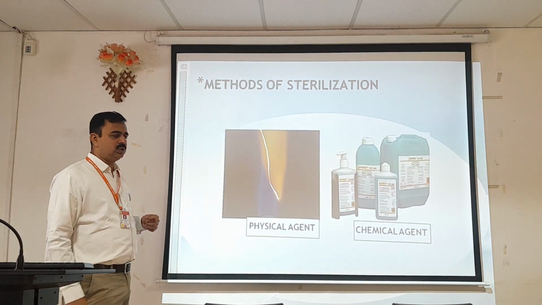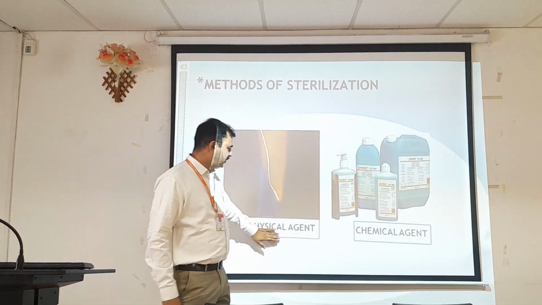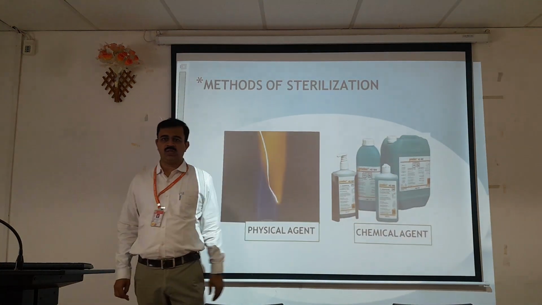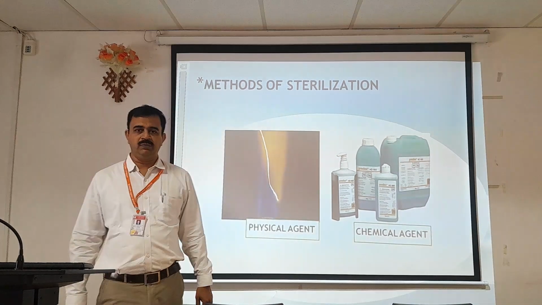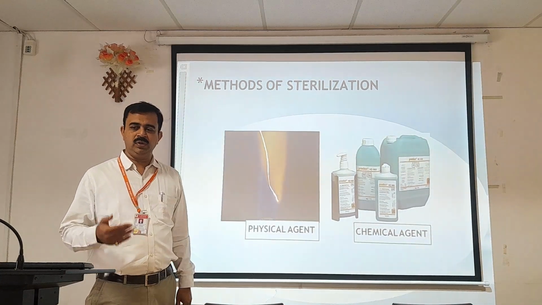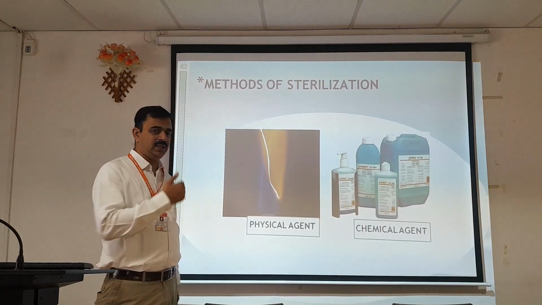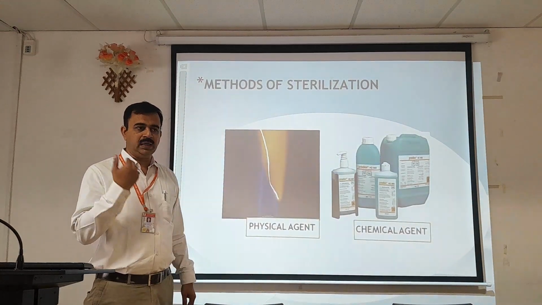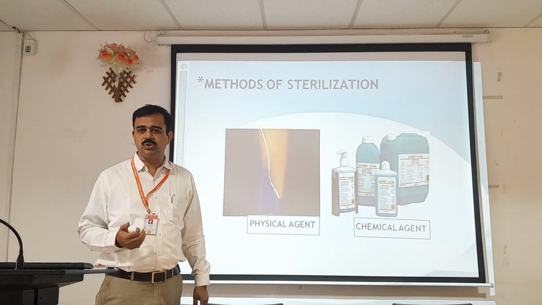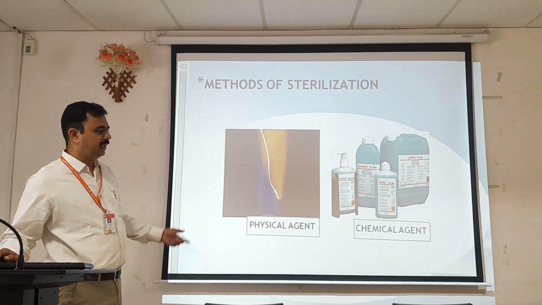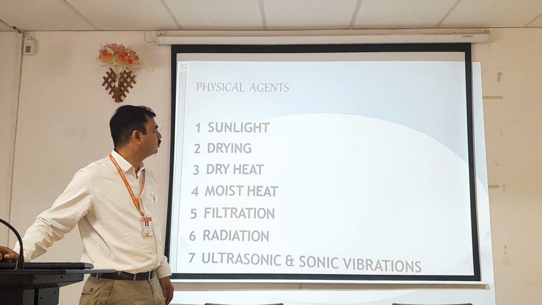Now, methods of sterilization. Two basic methods are there: physical agents and chemical agents. There are certain physical factors by which the process of sterilization can take place, or there are chemical sterilants by which sterilization can take place. Let us understand one by one.